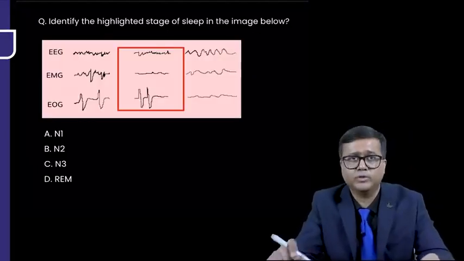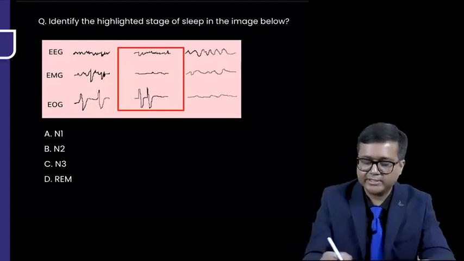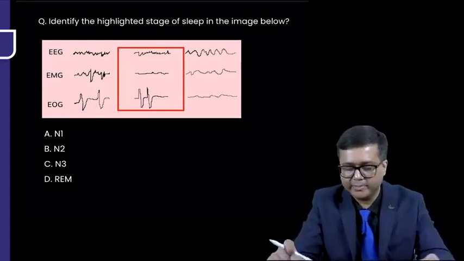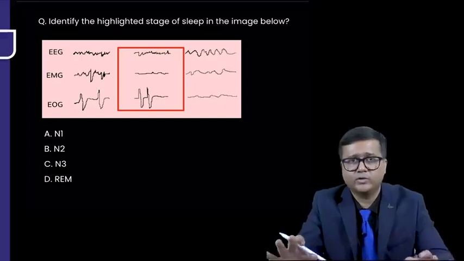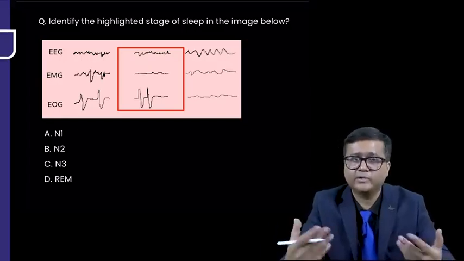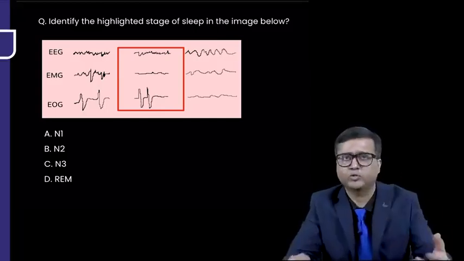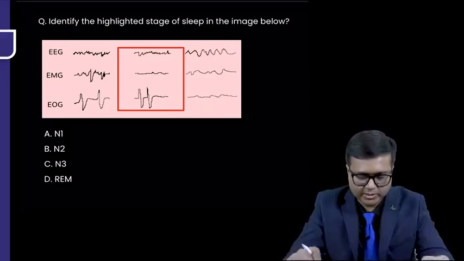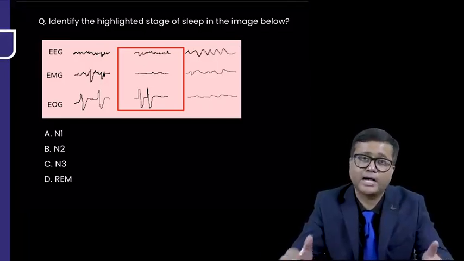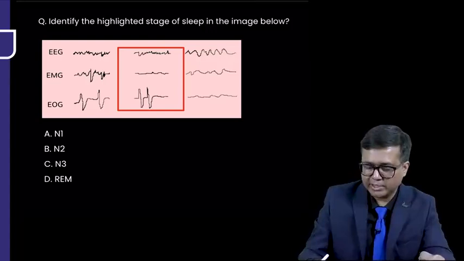Okay, let's come to the next question. Identify the highlighted stage of sleep in the image below. We have EEG, EMG and EOG findings of a sleep state, and we have to identify the sleep state. Option A is N1, option B is N2, option C is N3, and option D is REM. Let's try to understand this.